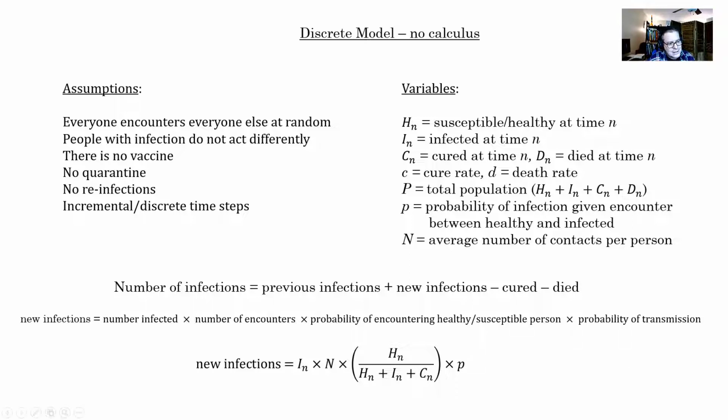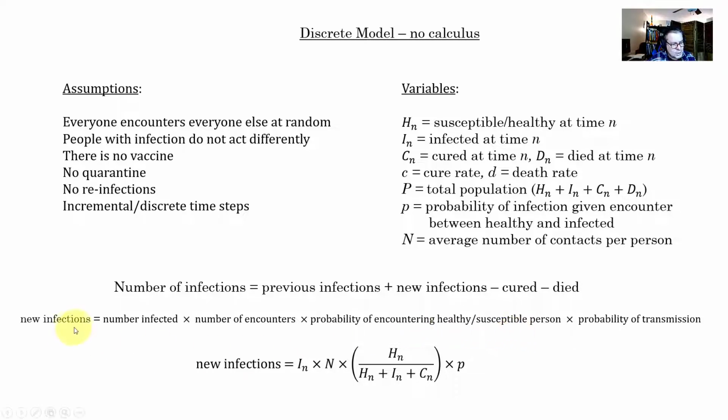So the way I'll calculate that number of new infections will be based on, first of all, the number of people that are currently infected. I'll multiply that by the number of encounters that they would have on average if they're just moving randomly through the population. Then I'll multiply that with the probability of encountering a healthy or susceptible person, and then multiply that by the probability of transmission of the disease if an encounter between a healthy and infected person occurs.